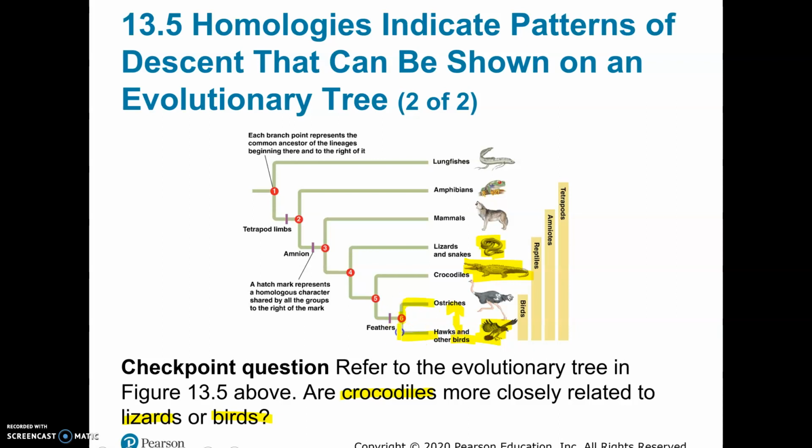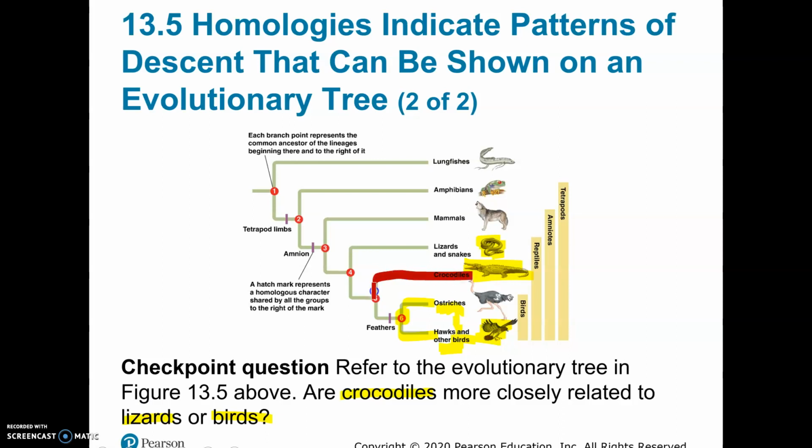So ostriches and hawks branch at position 6. Technically, they could have written ostriches down here and hawks up here. It would not have changed anything. So, to figure out how closely related organisms are, what you want to do is track them back from the organism back to where it diverged from the previous organism. So let's do that with crocodiles and birds.